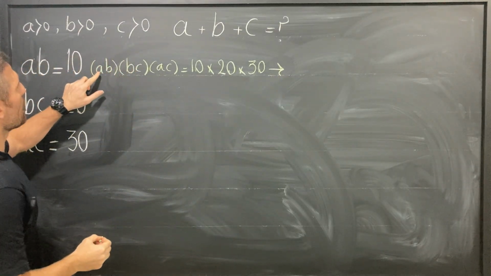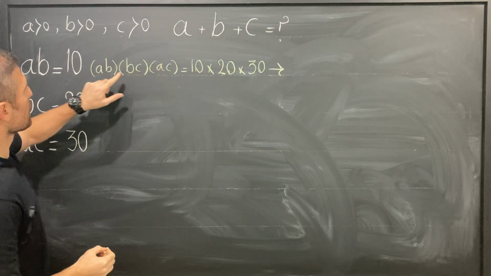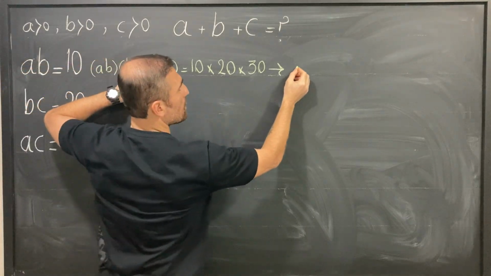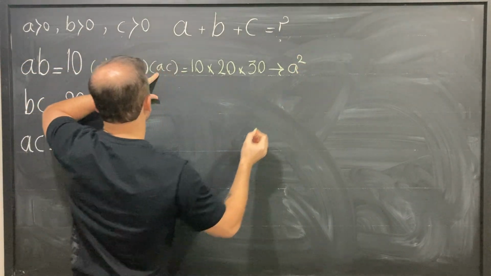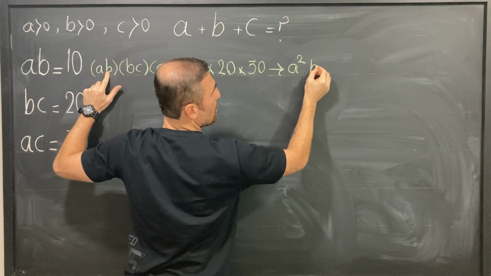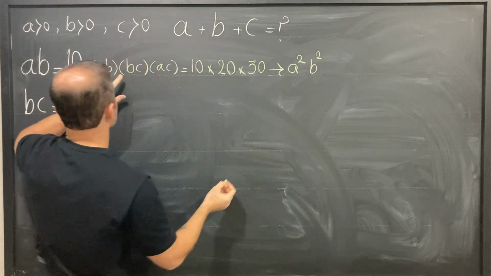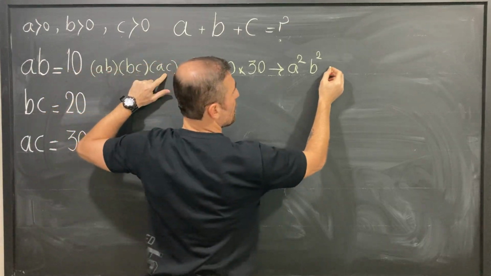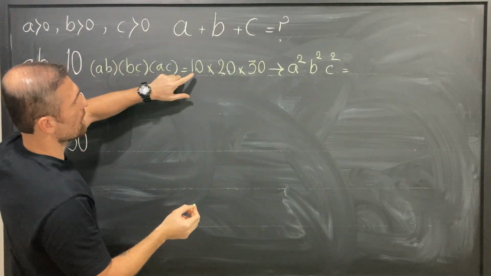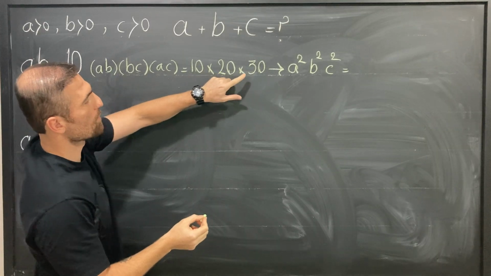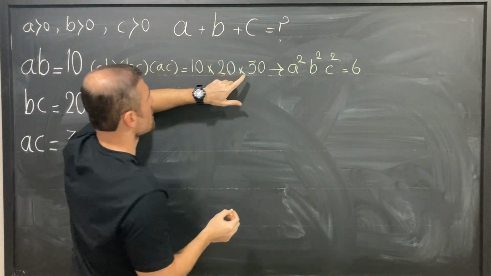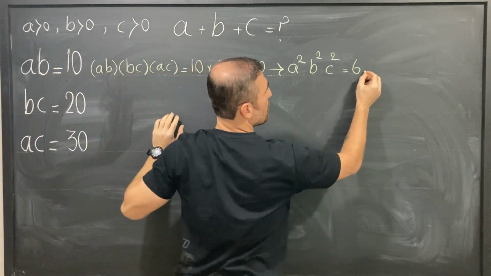Now ab times bc times ac, we have a times a is going to be a squared. b times b is going to be b squared. And c times c, c squared. This is our left side. Right side, 1 times 2, 2. 2 times 3, 6. How many zeros? 1, 2, 3.